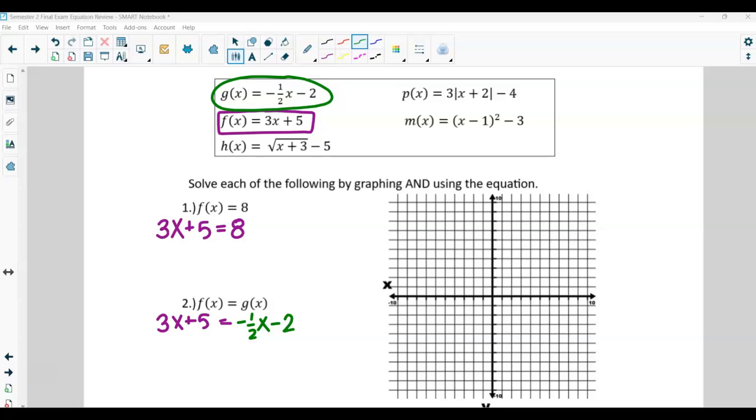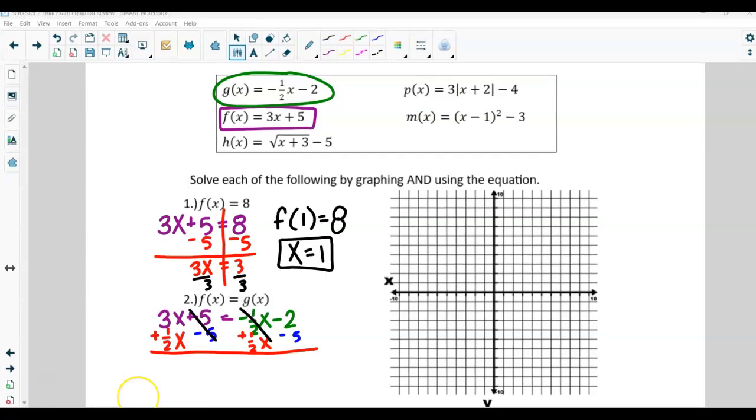Make sure you're just matching up the correct function. Now go ahead and see what you remember about solving. In the end, we want to know what x equals in 1 and then what x equals in 2. Go ahead and pause and then play to check your answers. All right, for number 1, you should get x equals 1, and you can even put it in function notation since that's what's given to you. f of 1 equals 8.